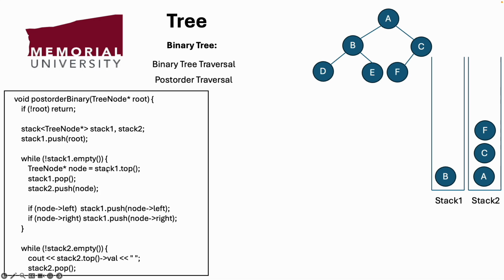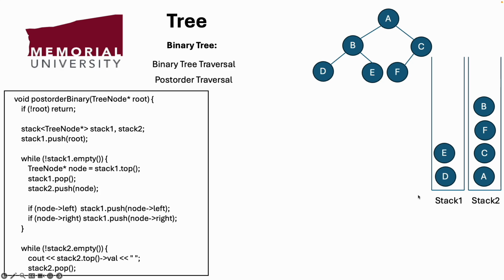Now the node will point to the top of stack 1, which is B. B will be popped up and pushed into stack 2. For node B, they have children, right? They have the left child, which is D, so now D is going to be pushed into stack 1. And then they have the right child, which is E, and E is also going to be pushed into stack 1.